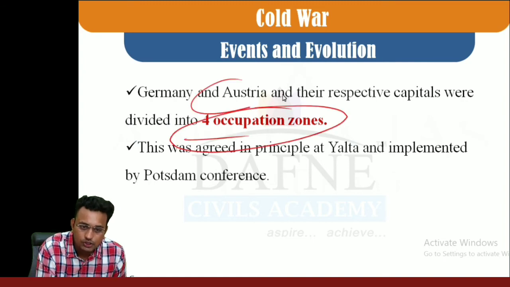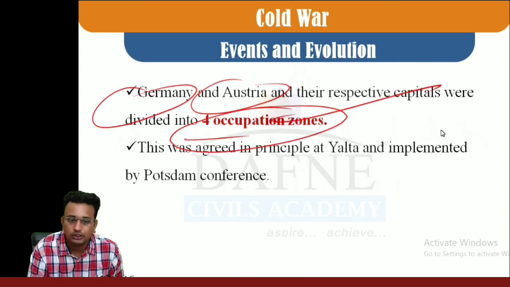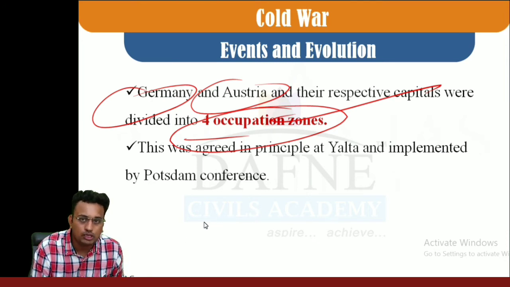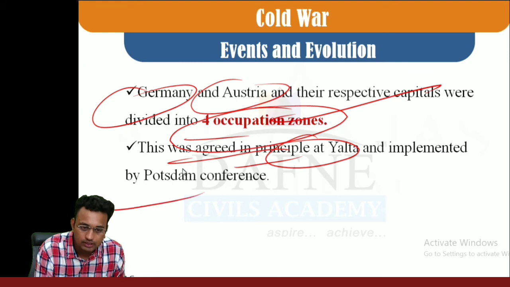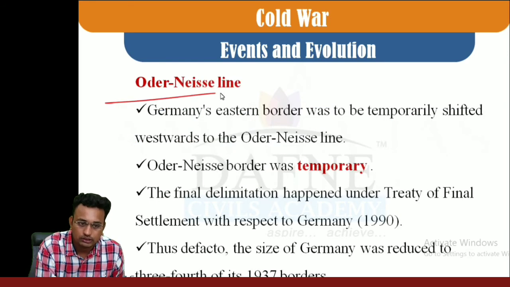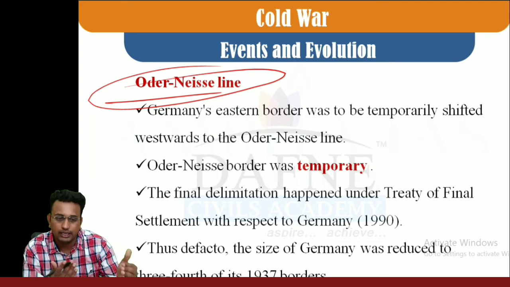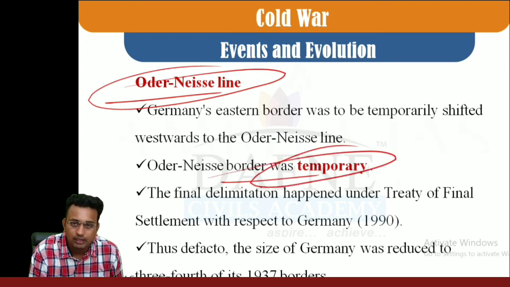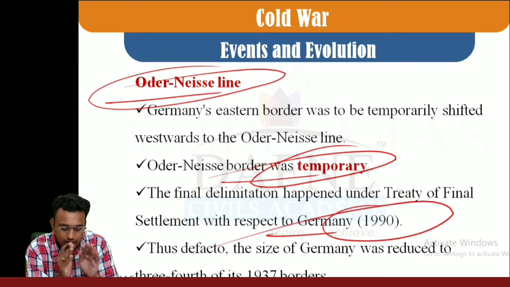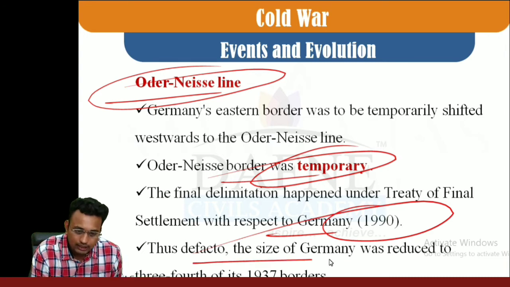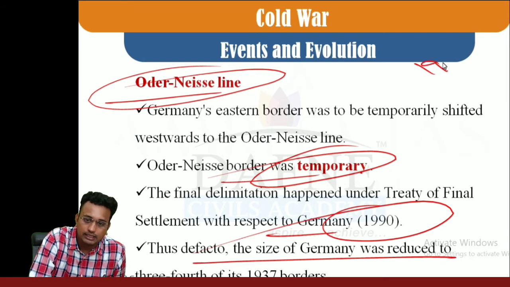Germany and Austria were both divided into 4 occupation zones. This was agreed at the Yalta Conference but implemented at the Potsdam Conference. The Oder-Neisse line, as I said, was the division line which reduced the territory. It was temporary, but the Treaty of Final Settlement with respect to Germany in 1990 gave it a proper standing as the boundary of Germany. So the size of Germany was reduced to three-quarters of what it was in 1937.